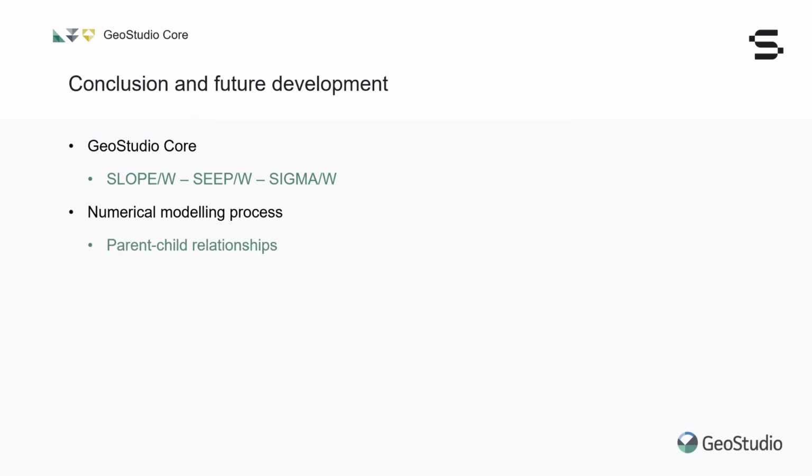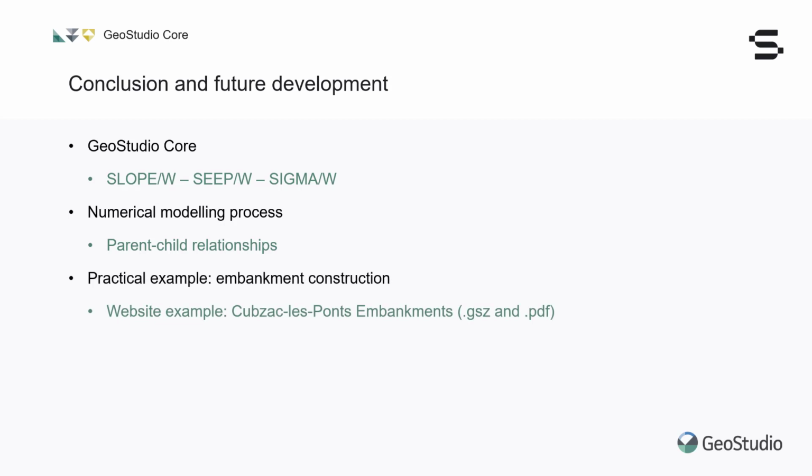We have also discussed what parent-child relationships are and how they help structure a practical hierarchy within an analysis tree. The final part of the webinar was dedicated to building the Cubzac-les-Ponts example, where the construction sequence of two embankments built on soft clays is simulated using the GeoStudio Core products. We saw that both the failure of embankment A and the long-term behavior of embankment B could be simulated appropriately in GeoStudio. Don't forget that you can download the example from our website if you want to give this workflow a try by yourself.